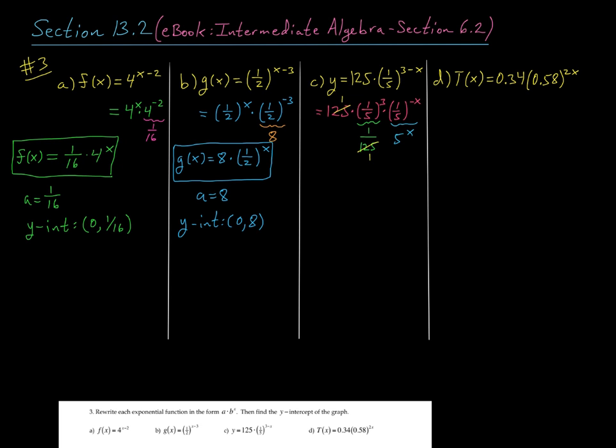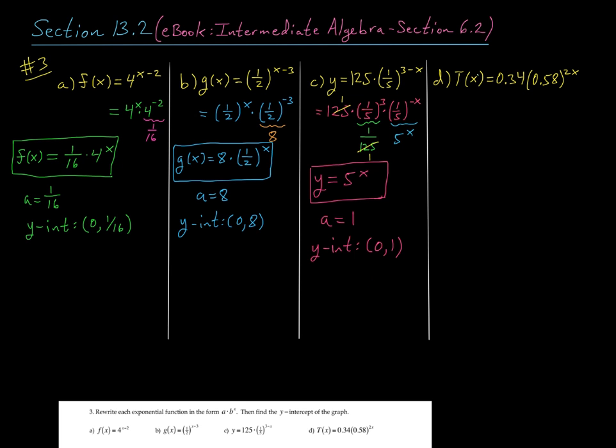So in fact, when all is said and done, we have that y is simply 1 times 5 to the x. So I'll just write that as 5 to the x. And here our a value is 1. 1 times 5 to the x. And so the y-intercept would just be 0, 1.